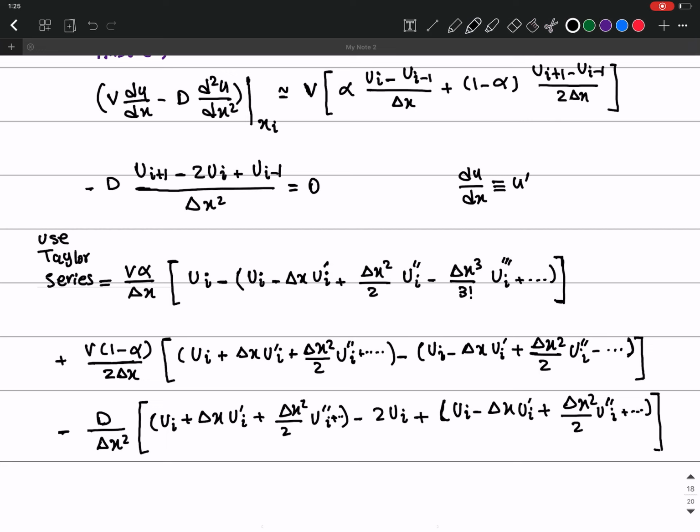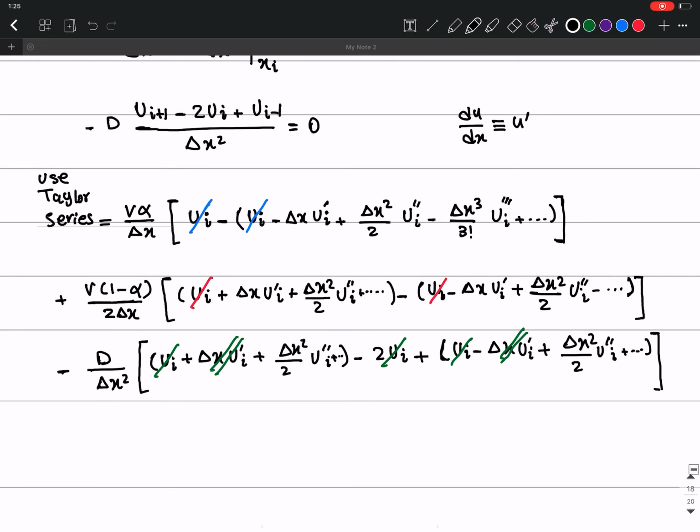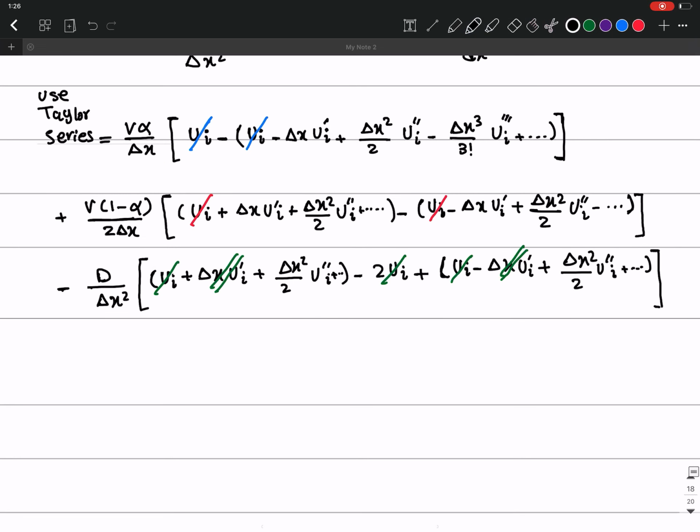And now let's see what we can say. So the first thing is, in this equation, ui's are going to cancel out. In the second equation, here, ui's are going to cancel out here as well. And in the third equation, again, ui's are going to cancel out. And also, interestingly, u prime i's are also going to cancel out. So the first derivative terms are going to also cancel out.